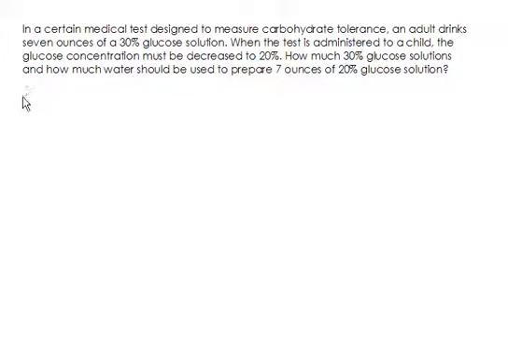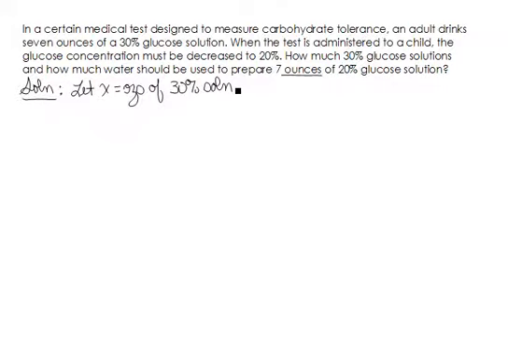And so the first thing we need is our unknown here. We need to make a name for our variable. And we're actually asked to find two things. We're asked to find how much of the 30% glucose solution and how much water. So one of those needs to be our unknown. Let's just say I'll let x be the amount, which, notice, our amounts are given in ounces. So let x be the number of ounces of the 30% solution of glucose.